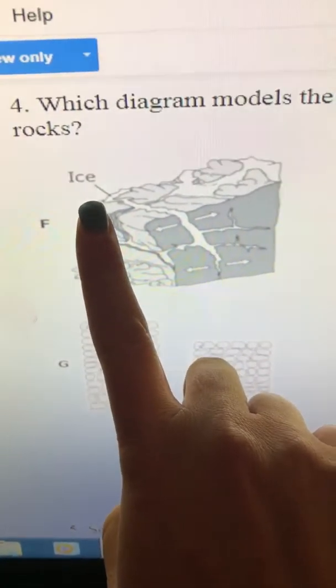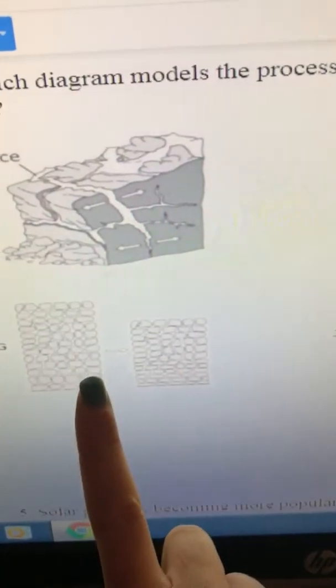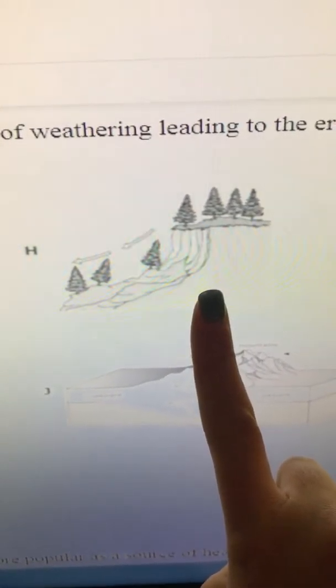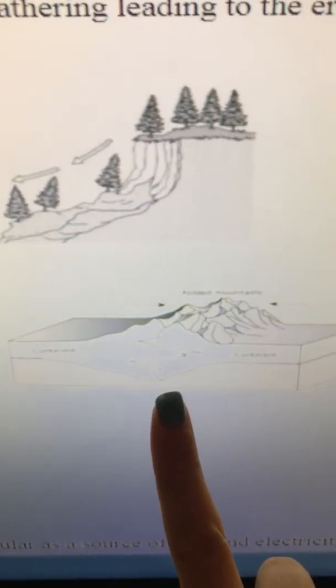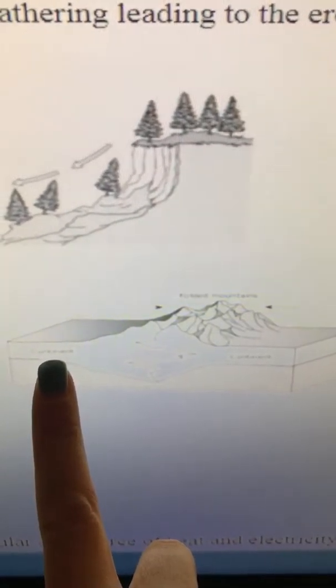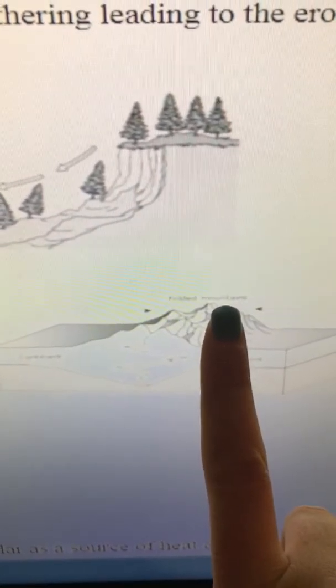Number 4. Which diagram models the process of weathering leading to the erosion of rocks? F. This says ice. G. H. Or J. And this says continent, folded mountains. You may pause the video now.